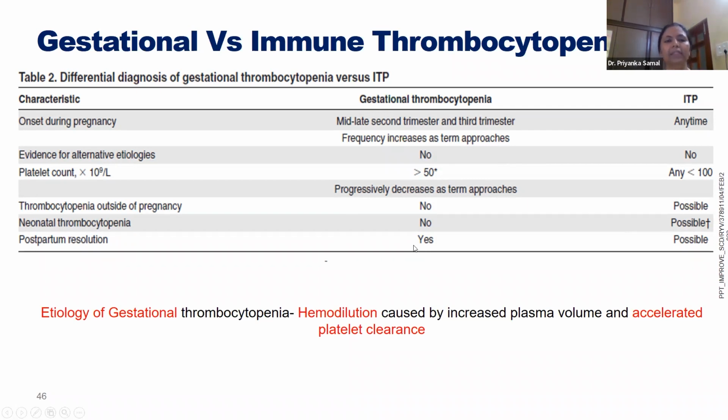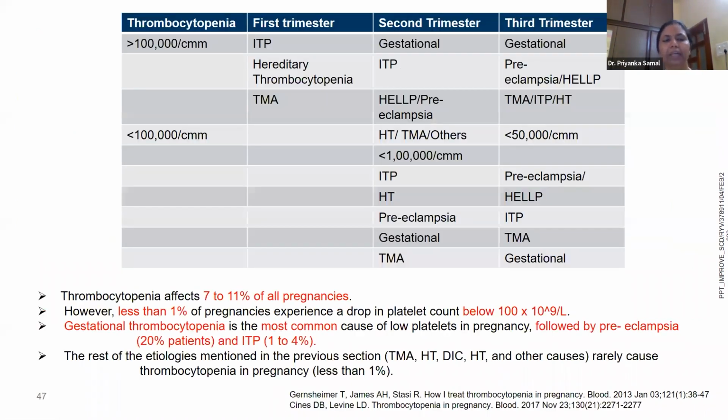So these are the characteristics, and when you're looking into it, you should know whether your patient is having a gestational thrombocytopenia or it is secondary to other causes. Similarly, in the first, second, and the third trimester, you will have some which are more common. In which trimester? This table is there also in the book. You can look into that.